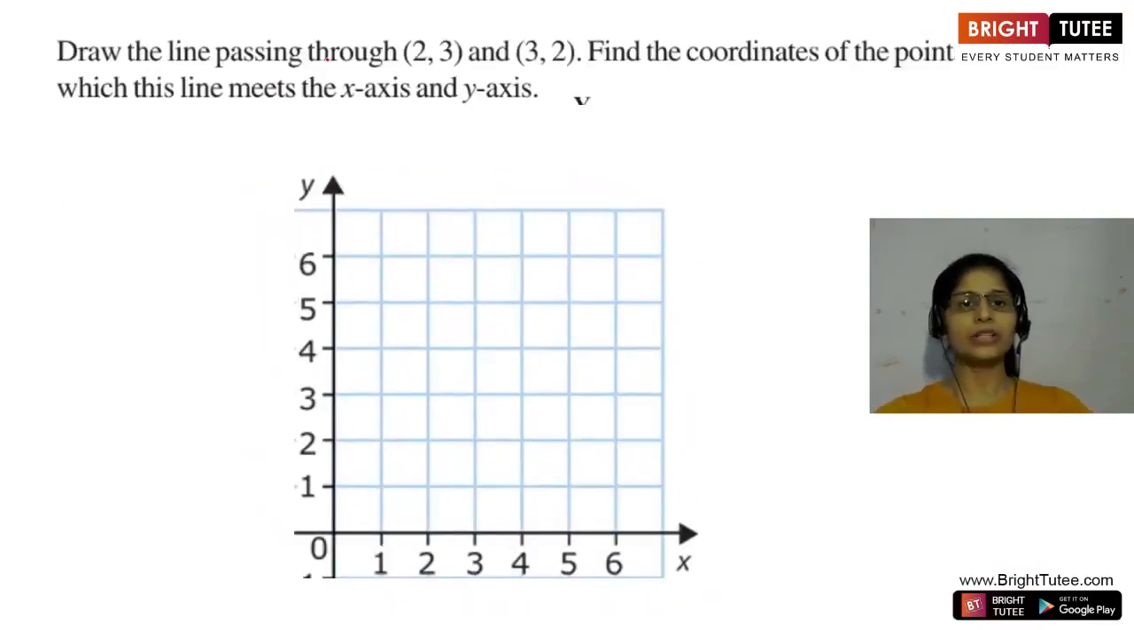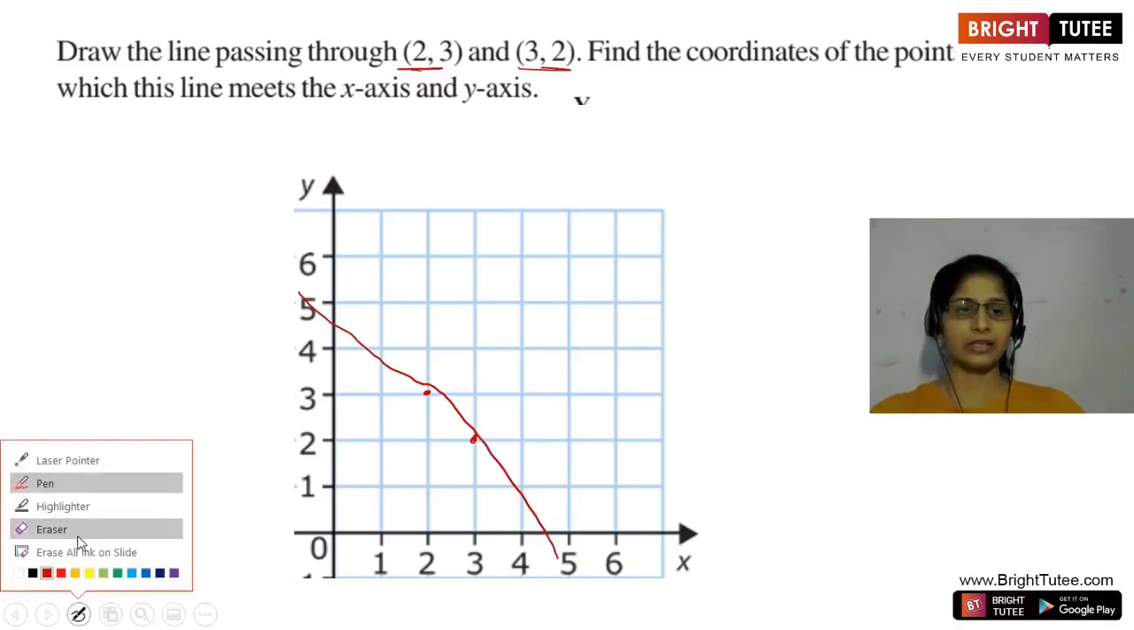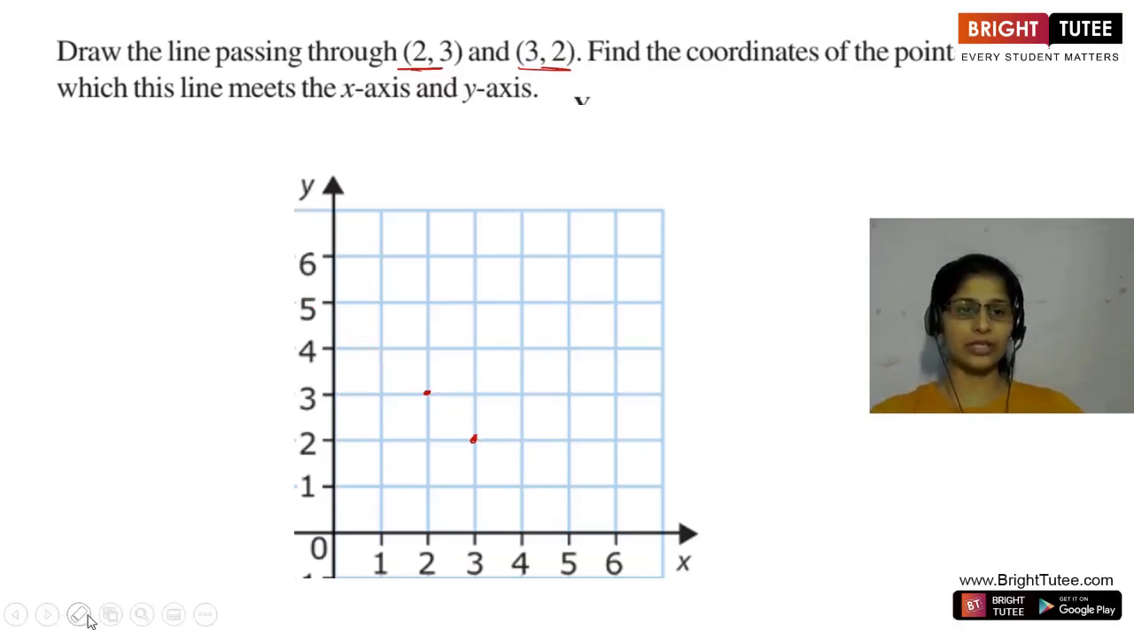Here, now they are asking us to draw a line passing through 2, 3 and 3, 2. So 2, 3 is here, students, and 3, 2 is here. So we have to make a line that passes through the points 2, 3 and 3, 2. So you are going to use a scale and join these 2 points and draw a line. Right? So when you draw, draw the straight line. So I'll also be trying to draw it.